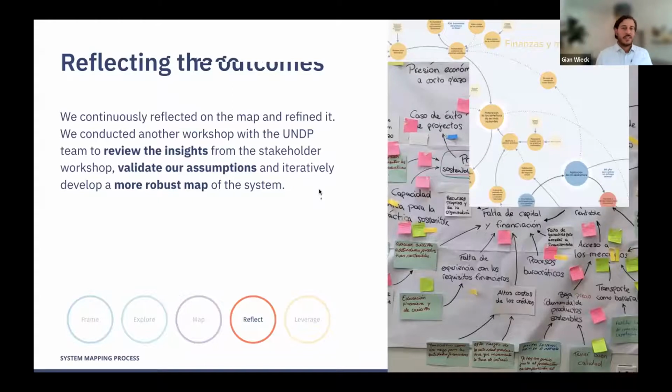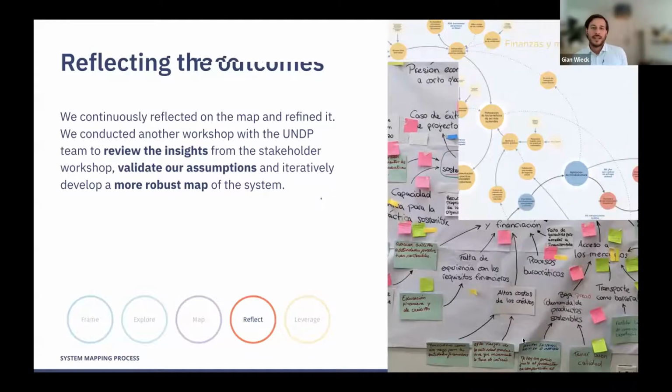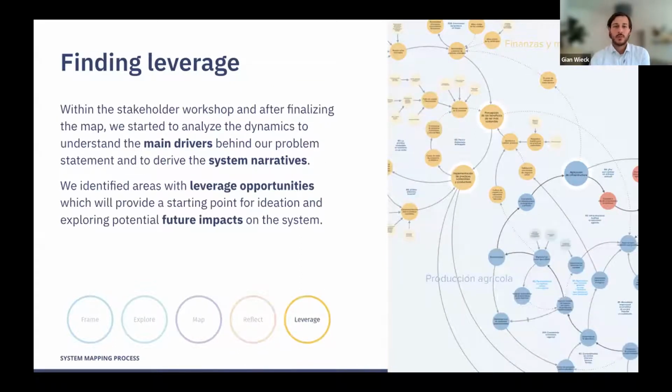And so in the last phase, the leverage phase, it was mainly about finalizing the map. We also built a digital version with Kumu. We're actually still finalizing it, where we can identify the main drivers, the main loops, and the narratives that we're seeing in the system. So how do different parts of the system interact, and how do they contribute to the growing deforestation within the region?